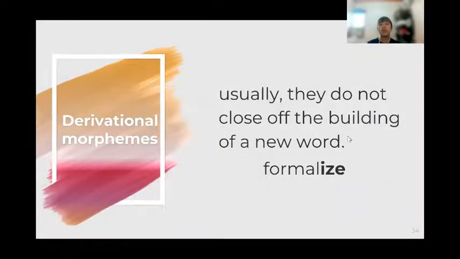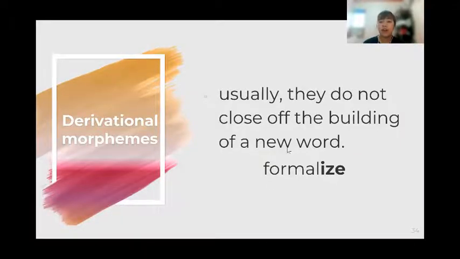So usually, they do not close off the building of a new word. For the inflectional morpheme, you can only use one, like your chairs, right? When you say chairs, chair is a noun, the base form, plus your pluralizer S, chairs, that's it, it's closed already, you can no longer add. For derivational morphemes, you can pile up the attaching of derivational morphemes or some morphemes in general, as long as it's grammatically correct.